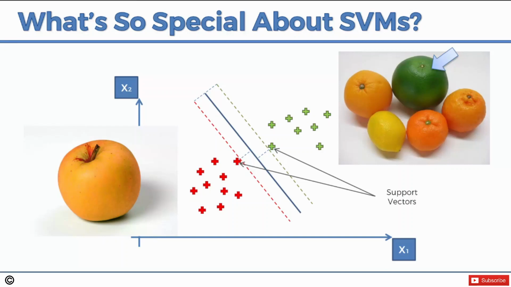So there you go. I hope this explanation and intuition of support vector machines was useful. Now not only do you know how they work, but also why they are different to other algorithms out there that are used in machine learning.